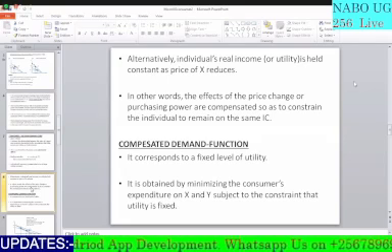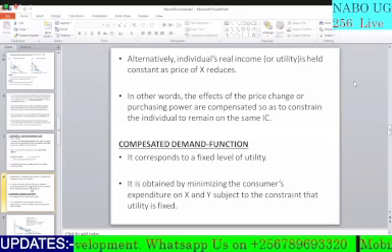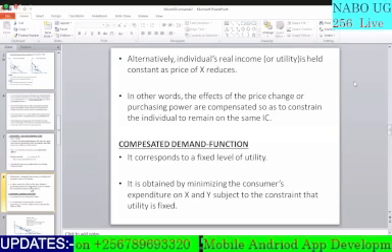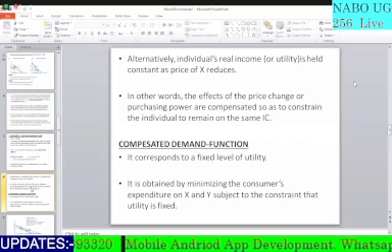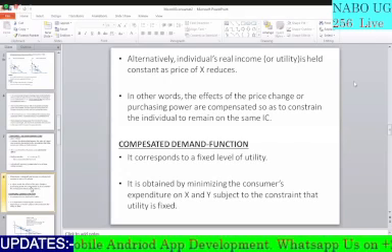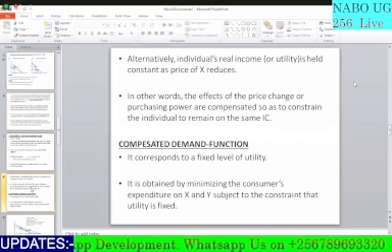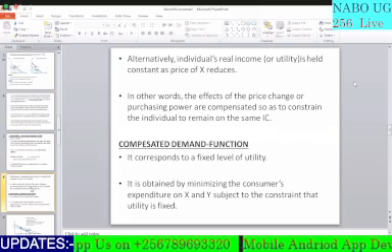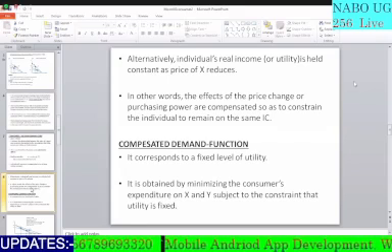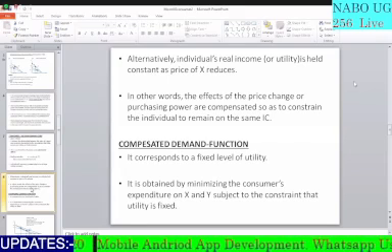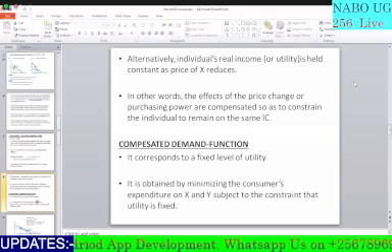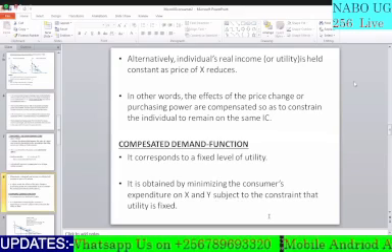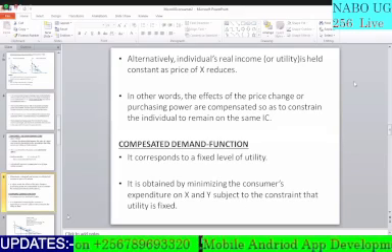So let's look at the compensated demand function. This corresponds to a fixed level of utility. We obtain it by minimizing the consumer's expenditure on the commodities subject to the constraint that utility is fixed. Remember, I told you whatever is given as fixed is the constraint. This time the utility is given as fixed, so it is the constraint. So whatever we do is subject to the constraint that utility is fixed.